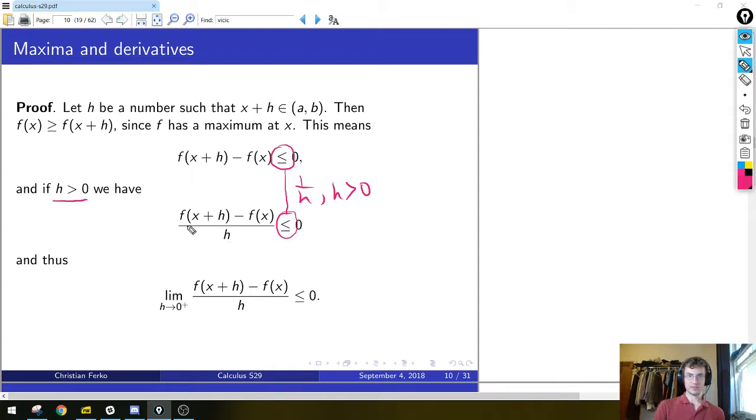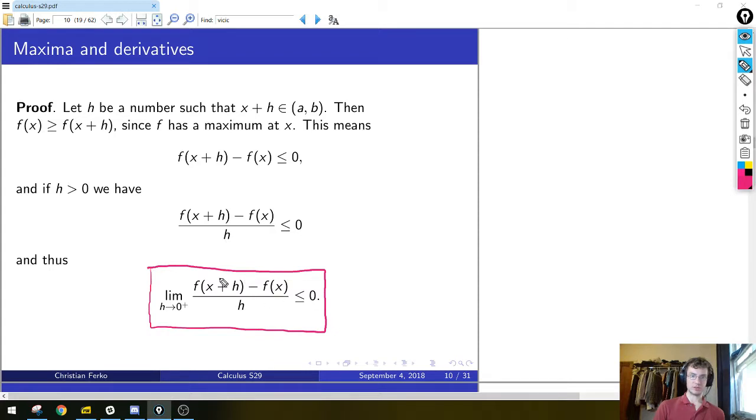The right side is still 0, the left side looks suspiciously like a difference quotient, and now we can take a one-sided limit. So I'm going to take the limit as h goes to 0 from above. Why above? Because this only works for values of h which are positive, greater than 0. So this is the first half of the proof. We've got this bound, that the limit as h goes to 0 from above of this thing, which is going to define the derivative at x in a moment, has to be less than or equal to 0.